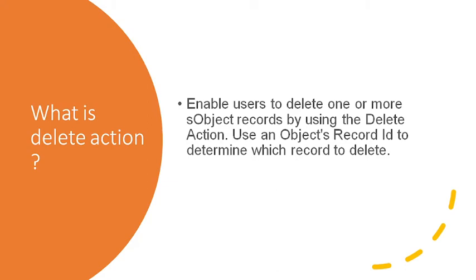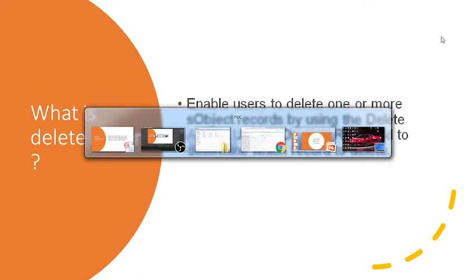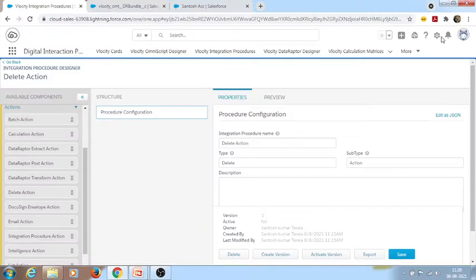Delete action will delete the record that we are passing to the delete action element. Suppose we are passing contact id to the delete action, then it will delete the contact record for that particular id. Now let's see how delete action works in the org, and how we can configure the delete action. Now I have created a new integration procedure, that is delete action.